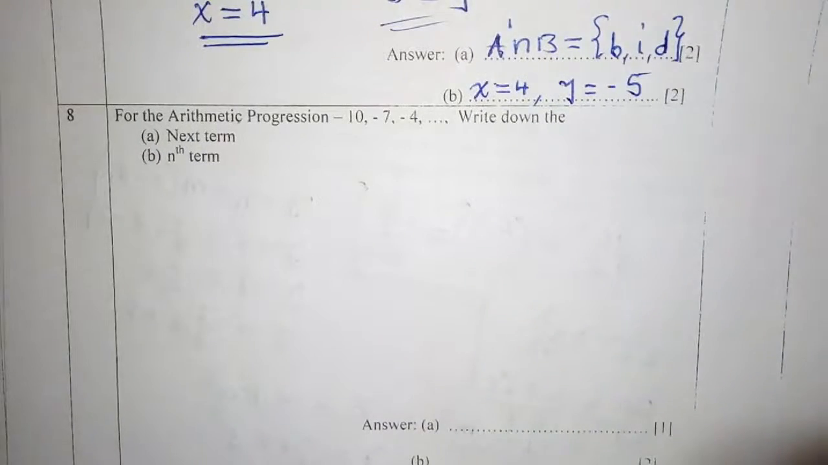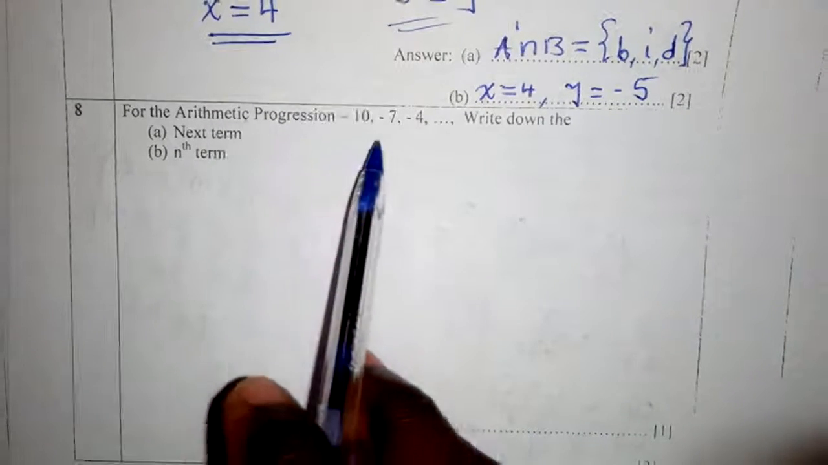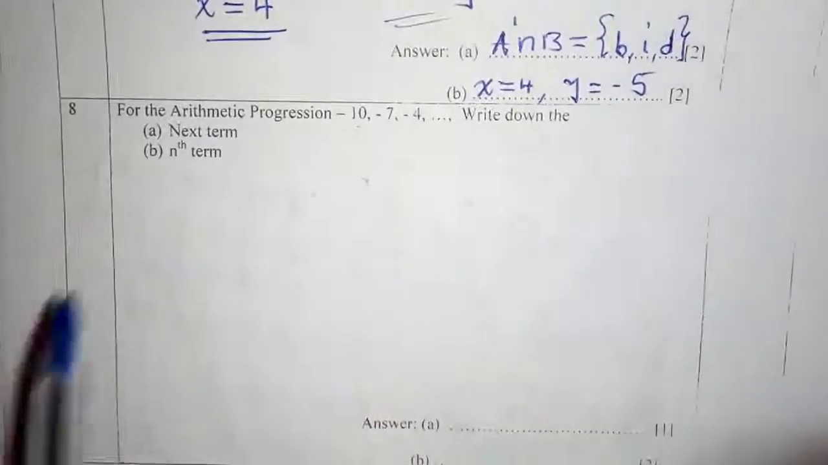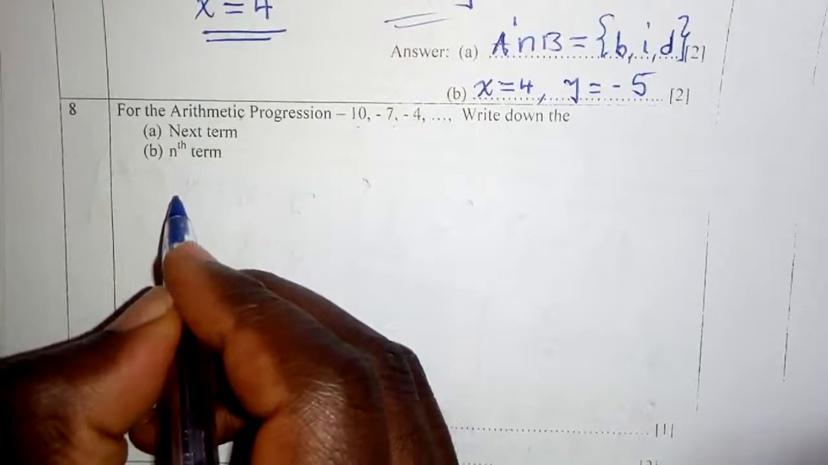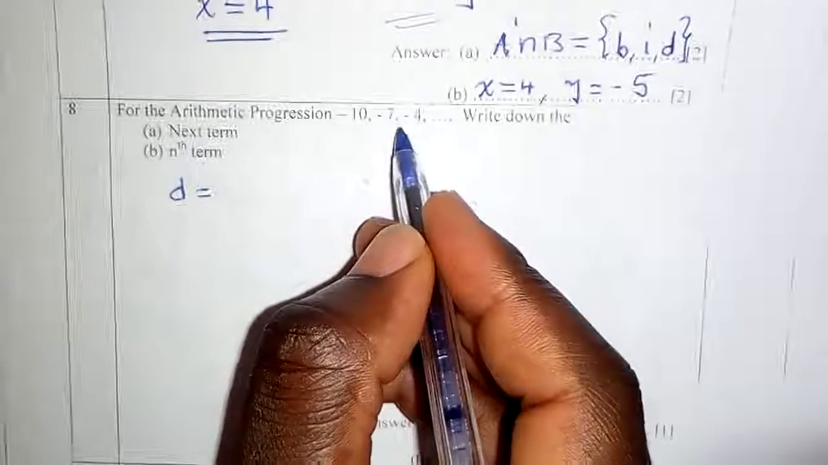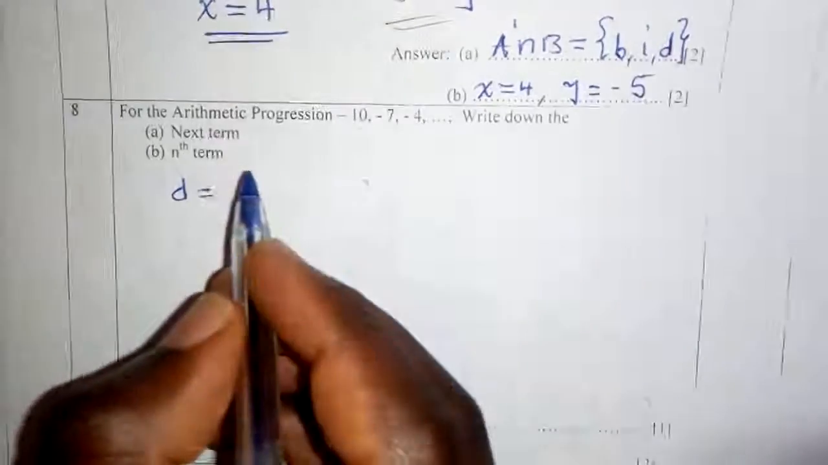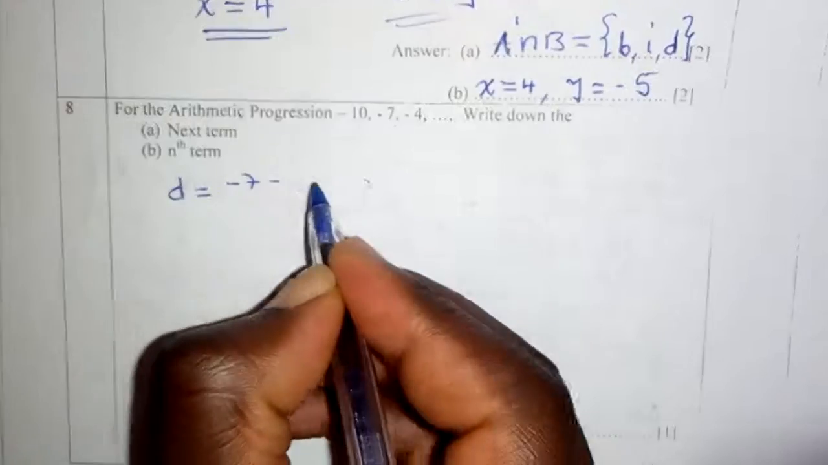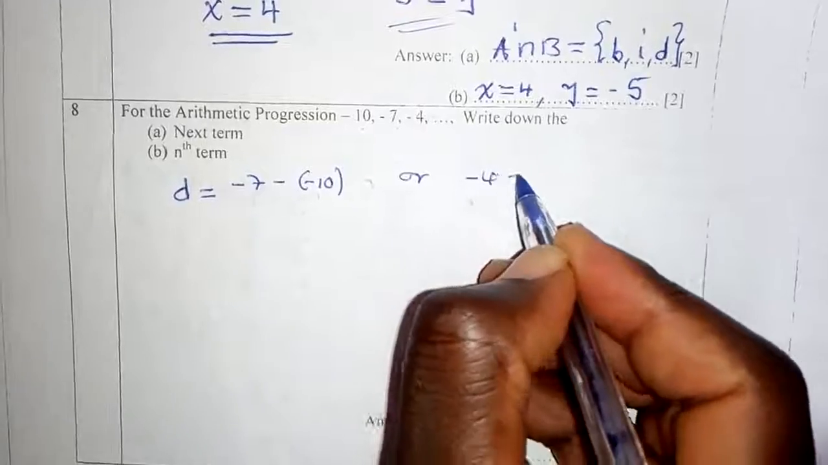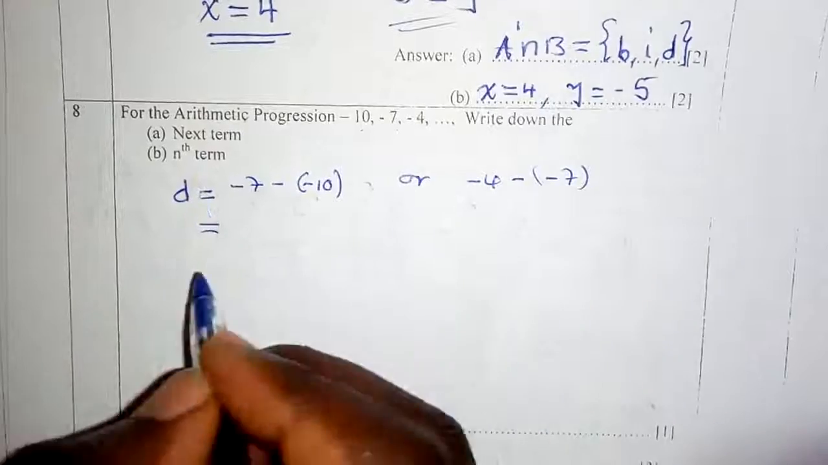We go to the next question. This question 8, they have given us an arithmetic progression and they want us to find the next term. Since this is an AP, you need to find D, what we call the common difference. How do you find D? You get the number which is to your right side, and you subtract the one to your left side. So it will be negative 7 minus negative 10, or negative 4 minus negative 7 here. So the answer here and here must be the same.